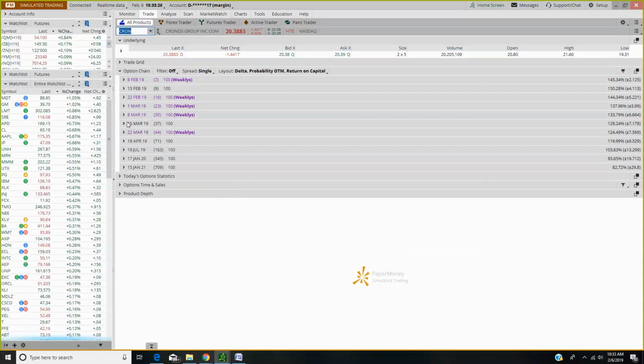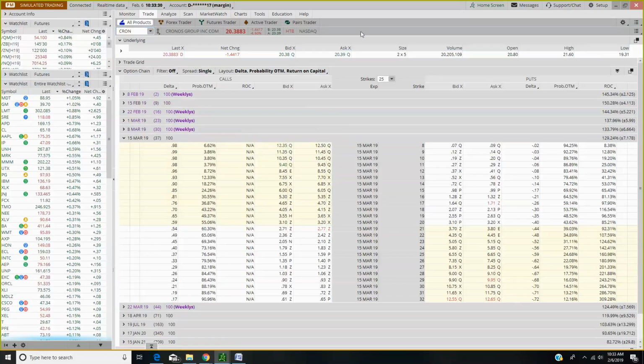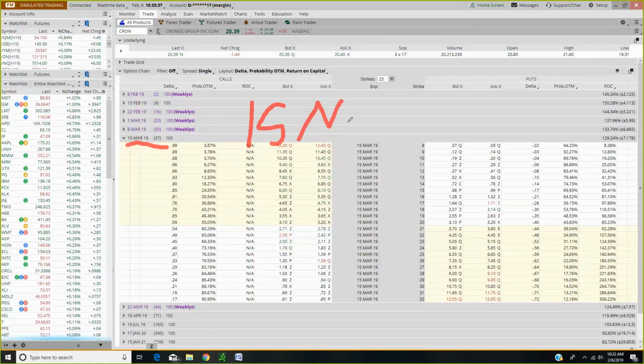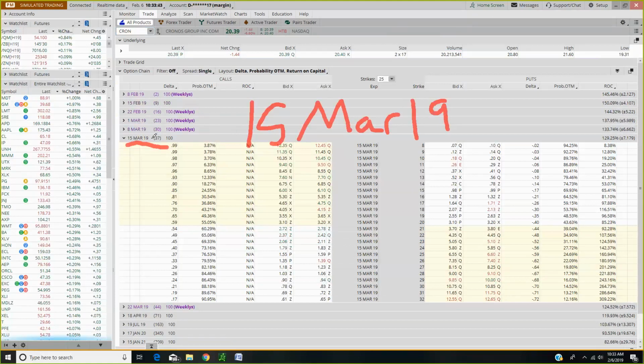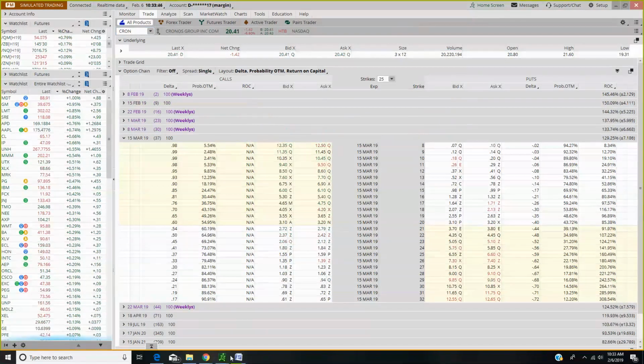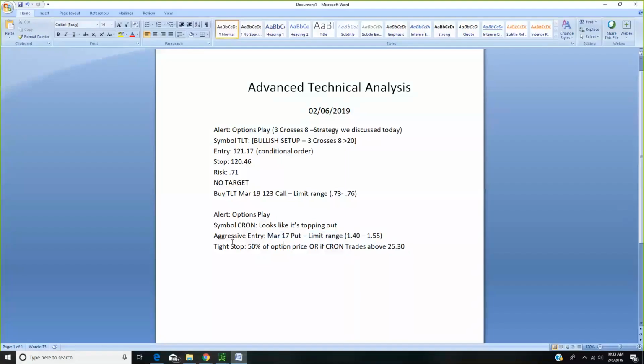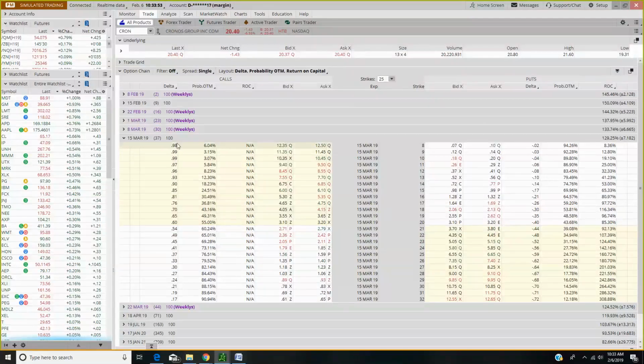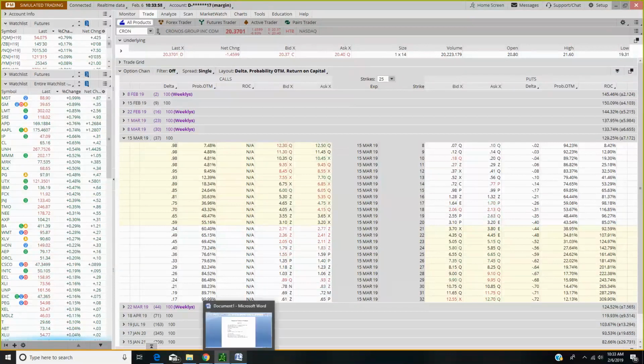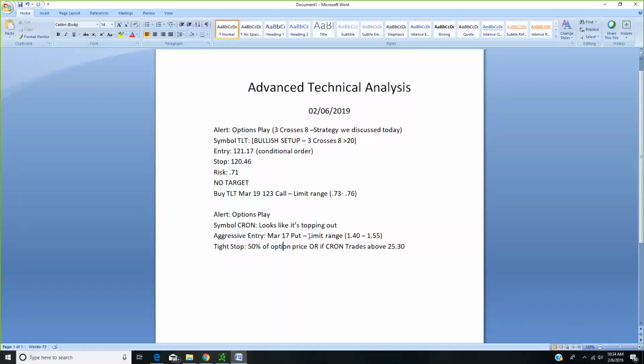What I'll do next time is, because there's a bunch of March options, I think I'll do a little bit better job because I'm going to put the whole thing. I'm going to say buy the 15 March 19. I don't think I put the whole thing. I'm not sure. Let me see. Yeah, March 17 put. So that's what I'll do next time, because this is the one that I was looking at right here. The March 19, 37 days to expiration. I'm going to put the full thing next time so y'all know. Limit range. So all I put was buy the March 17 put.